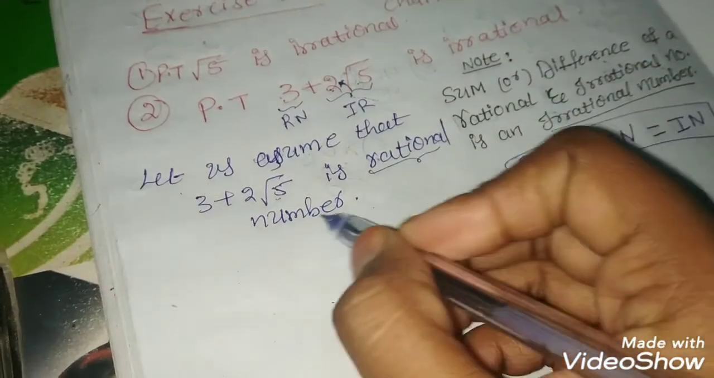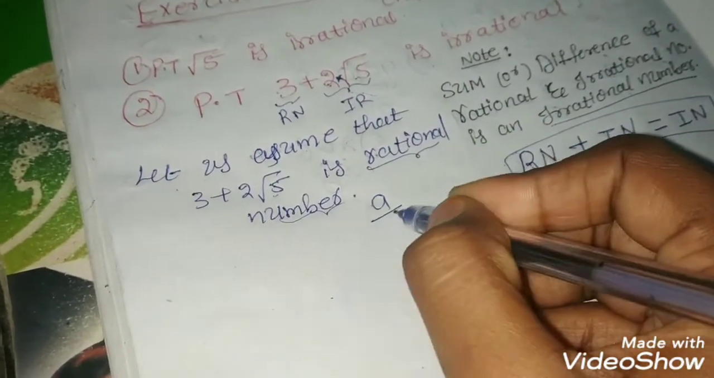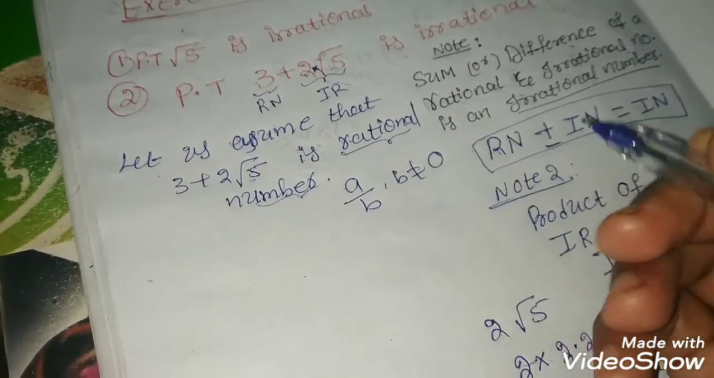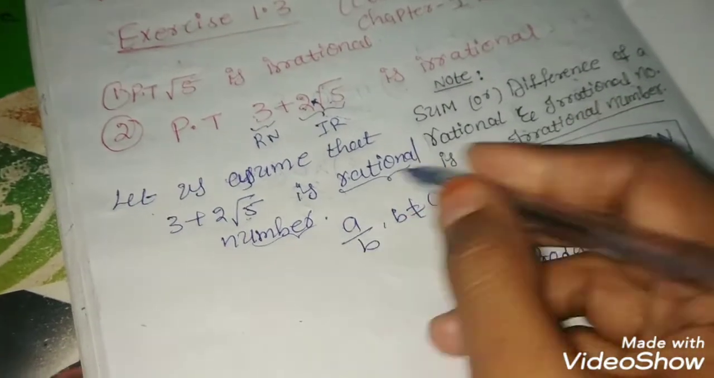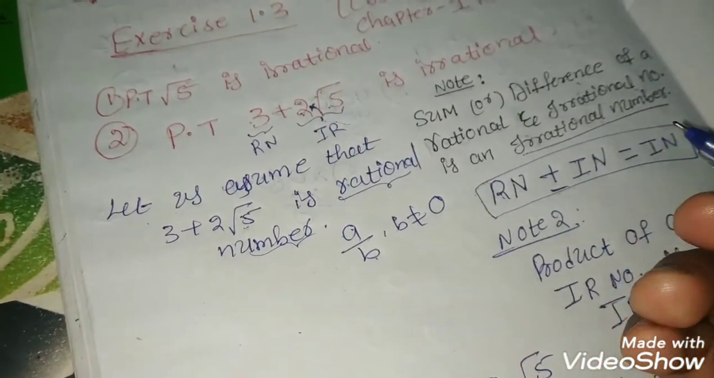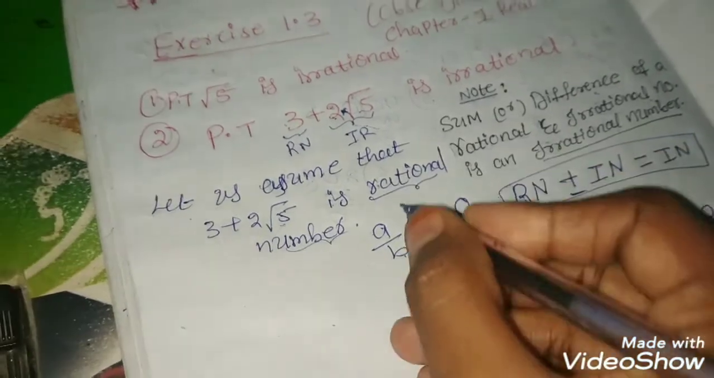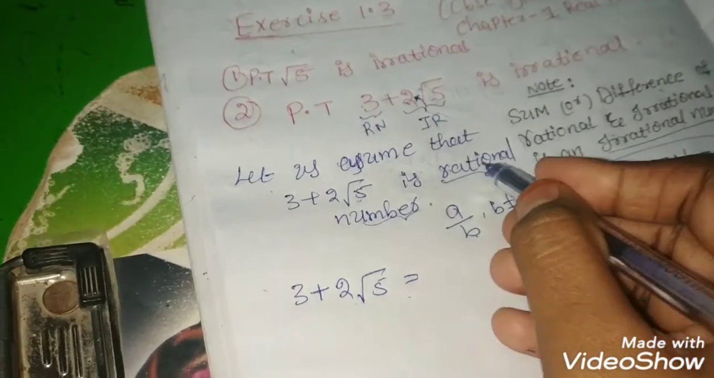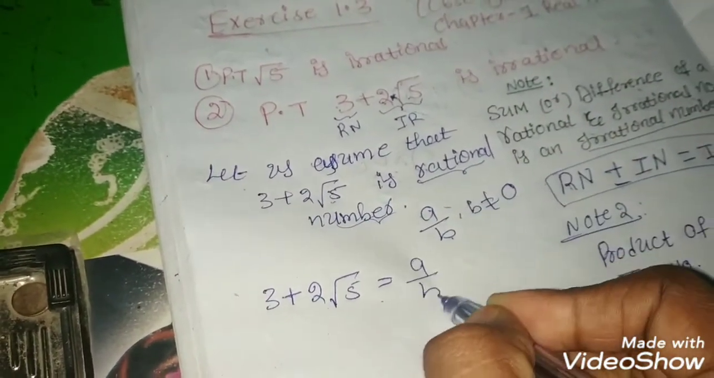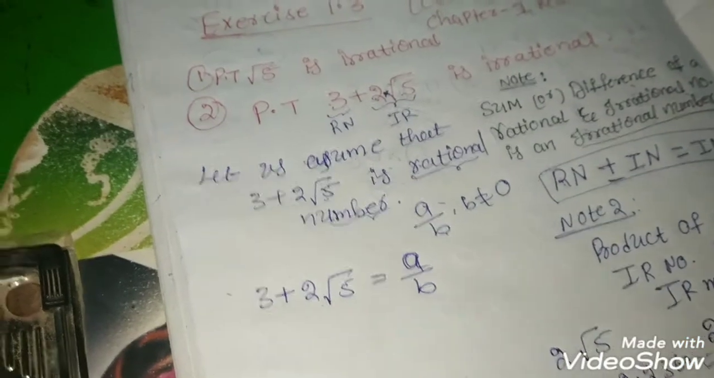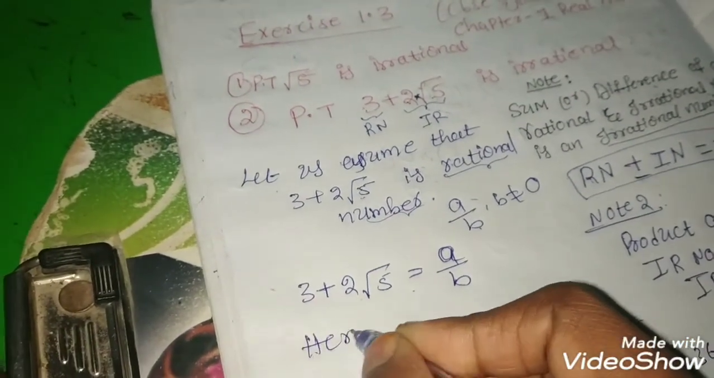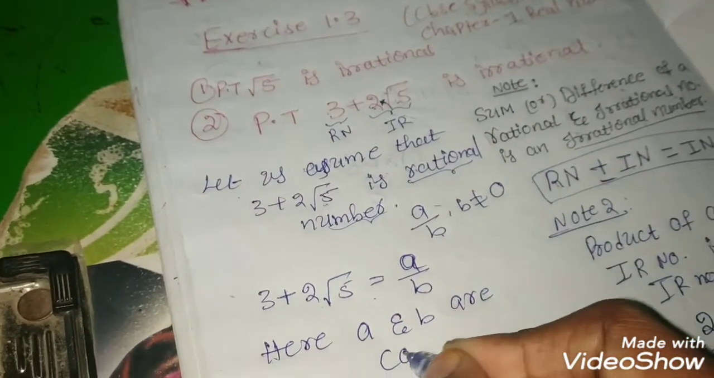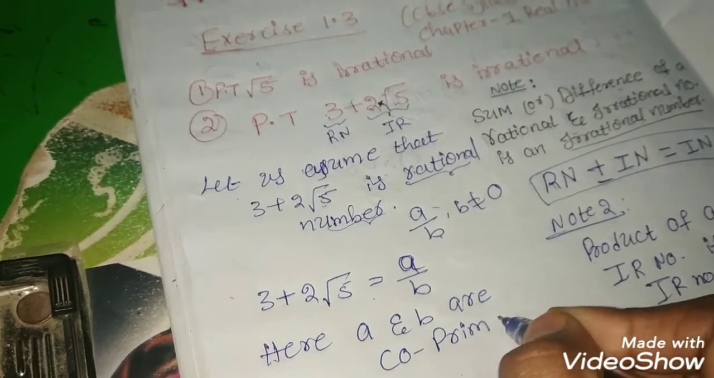What is a rational number? It is in fractional form, that is a by b, where b is not equal to 0, and a and b must be co-primes. We know that; I told you about this in earlier videos. So 3 plus 2 root 5 is equal to a rational number, that means a by b, where a and b are co-primes.